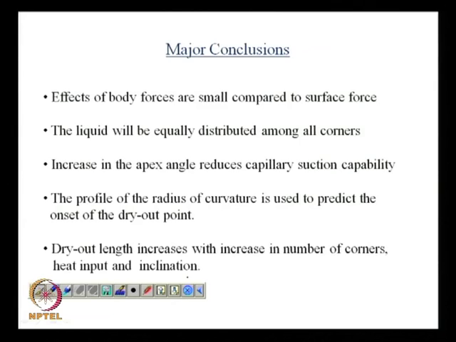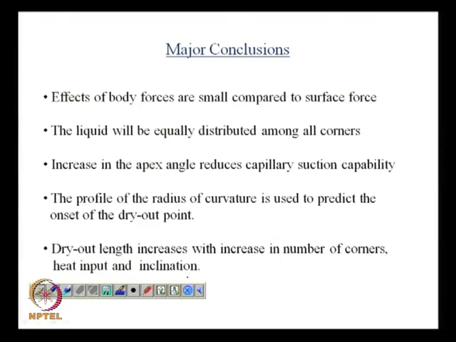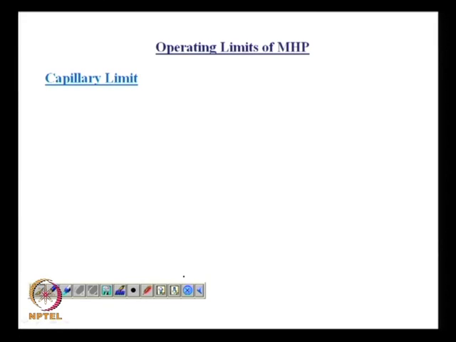So, the conclusions that we could make from this short presentation of a very complex phenomenon are that the effects of body forces are rather small. There will be liquid at all corners, but the liquid will start evaporating at the hot end, and the liquid will be supplied by a capillary pressure gradient. A point would come where the capillary pressure gradient would not be sufficient to make the liquid flow, and the profile of the radius of curvature can be used to predict the onset of the dry out point.